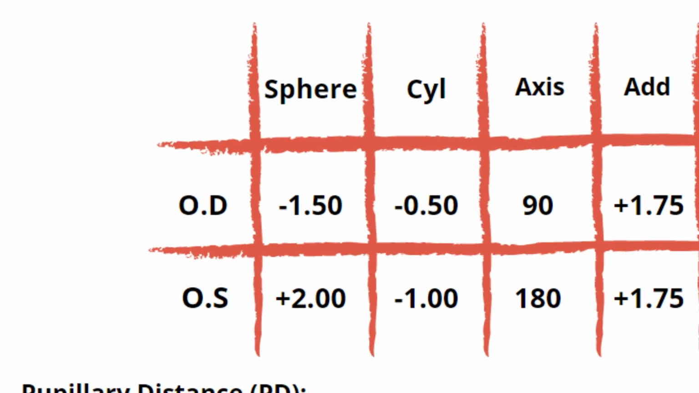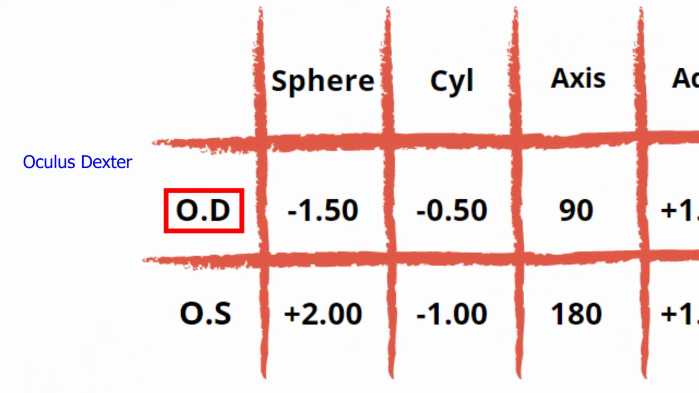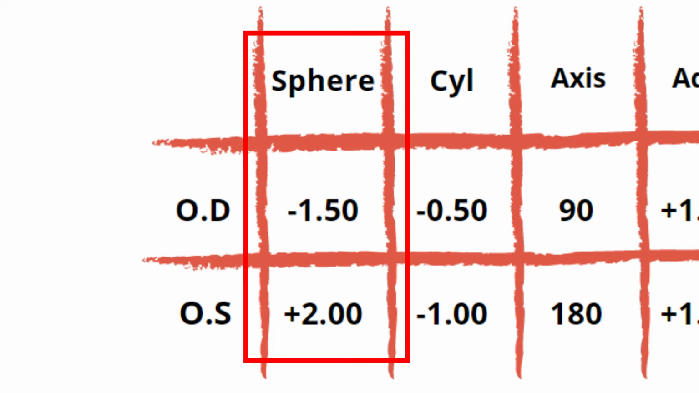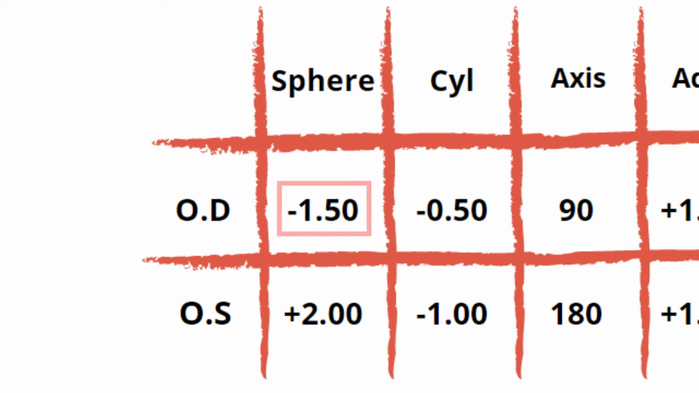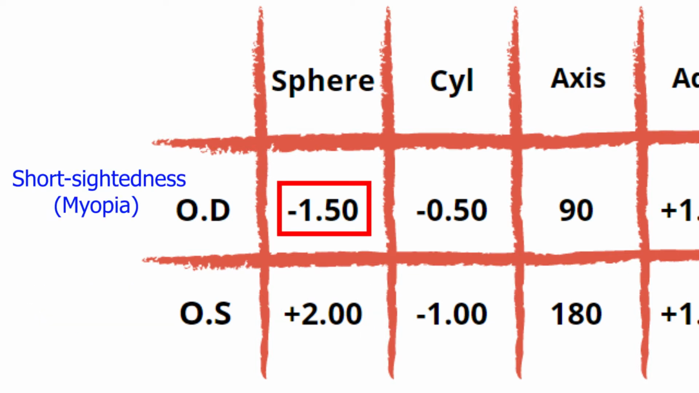Firstly, we have the prescription for your OD, oculus dextrus, and OS, oculus sinister, which is the Latin abbreviation for right eye and left eye. Next to it is the first number, the sphere, which tells us the strength of your prescription. A positive number means you're long-sighted or hyperopic, and a negative number means you're short-sighted or myopic. And the larger the number that goes away from zero, the stronger the prescription.